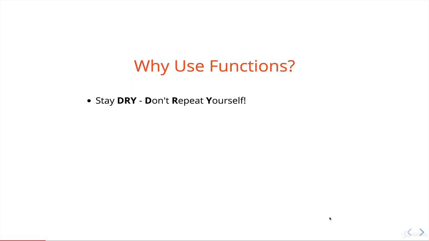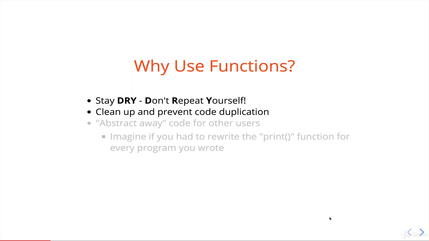Because let's say we had a task that took 10 lines of code to do. If we wanted to accomplish that 3 times, we would have to write 30 lines of code. Just repeat each 10 lines 3 times. But if we had a function to do it, then each time we want to repeat the task, it's only a single line. So it helps clean up our code and prevent code duplication.